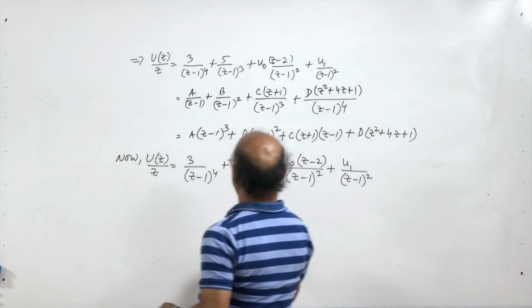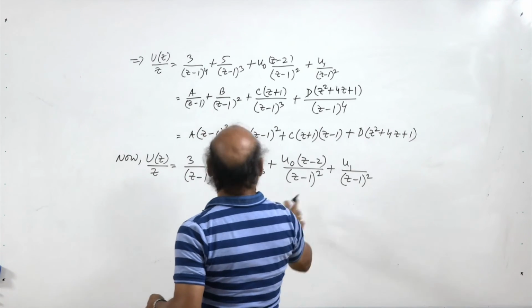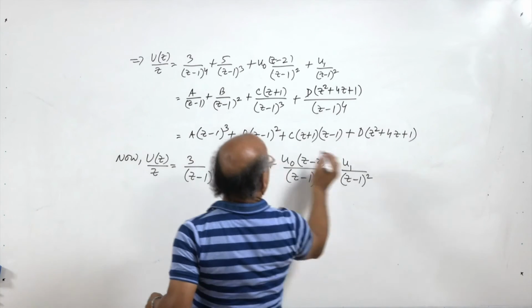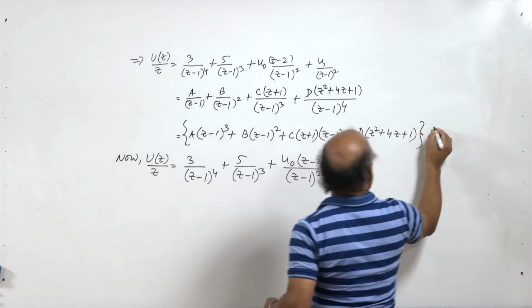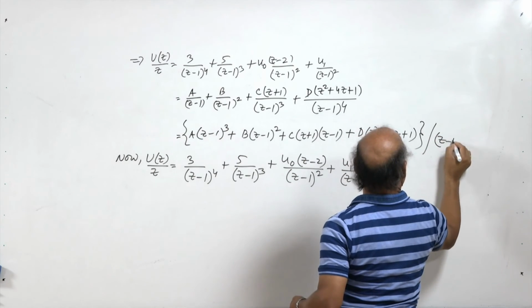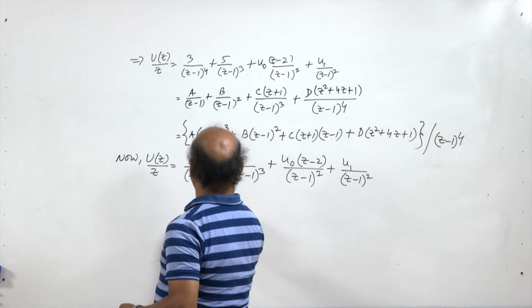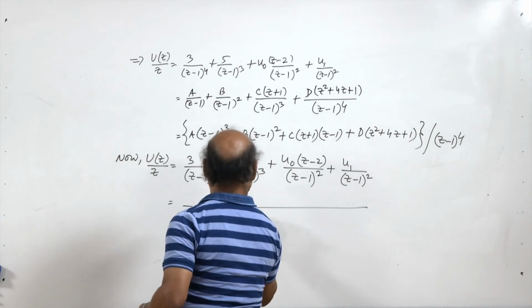So this is u(z) by z is equal to this. Let us equate both the sides. This is divided by z minus 1 to the power 4. Here also we can write z minus 1 to the power 4. So this is z minus 1 to the power 4.